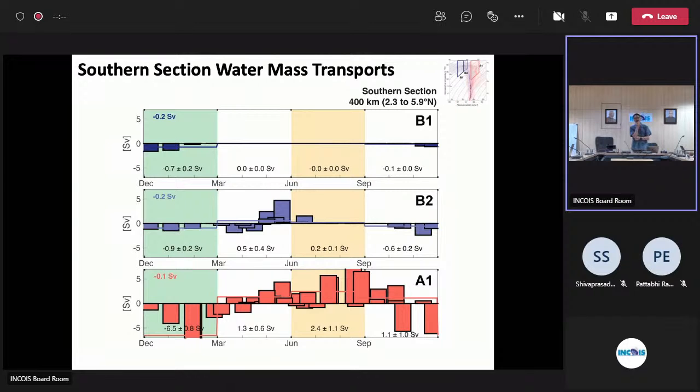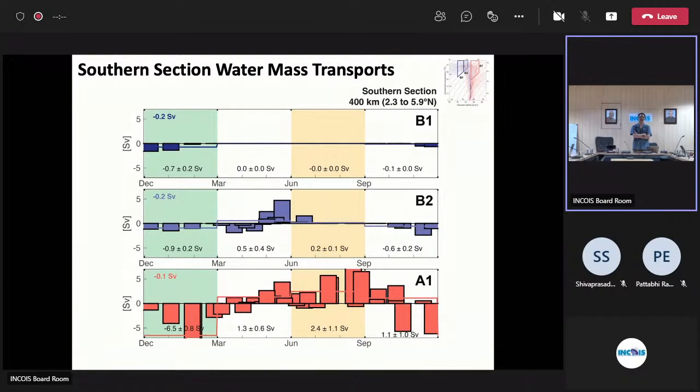And then if we look at the Arabian seawater, you've got mixing of south and west. So B1 is going eastward, B2 is going largely eastward as well, with a little bit of westward during the intermonsoons. And then A1 is going westward during the northeast monsoon, eastward during the summer monsoon and during much of the intermonsoon seasons. But you see some recirculation of that water mass class.